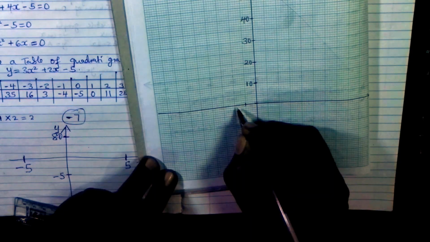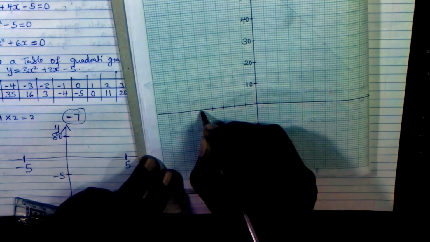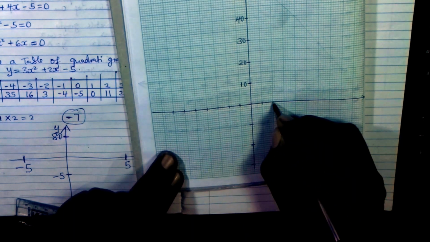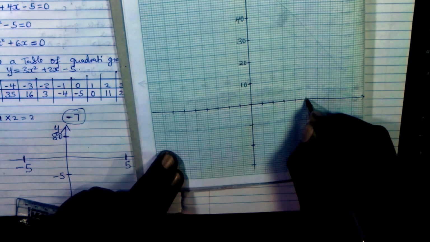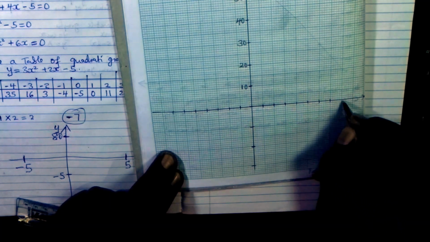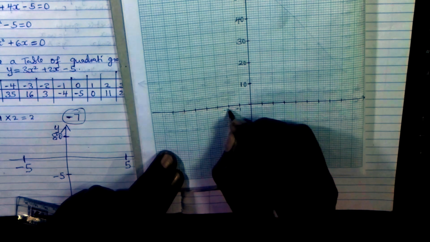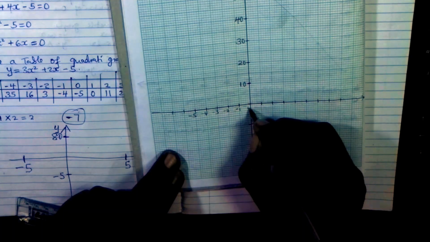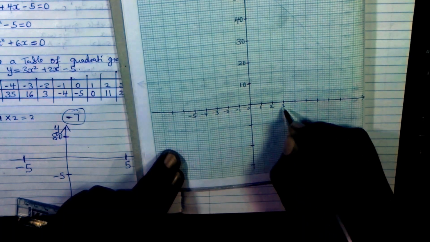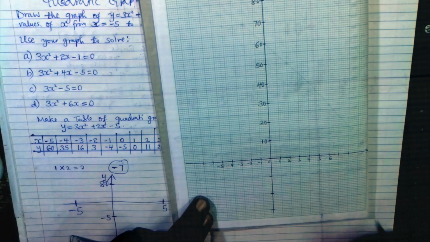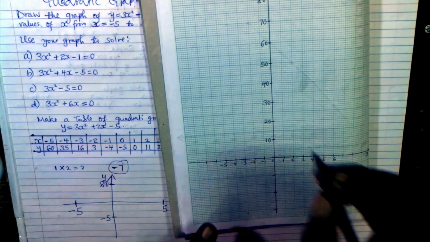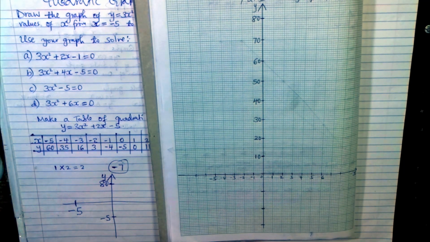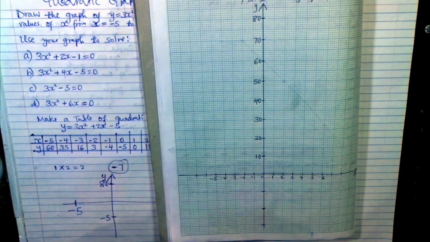Then I have 1, 2, 3, 4, 5, 6, 7. Then to the positive side, so I have -1, -2, -3, -4, -5. Then 0, 1, 2, 3, 4, 5, 6. That's okay. We have the x-axis and the y-axis. So from there, now we need to plot the points.